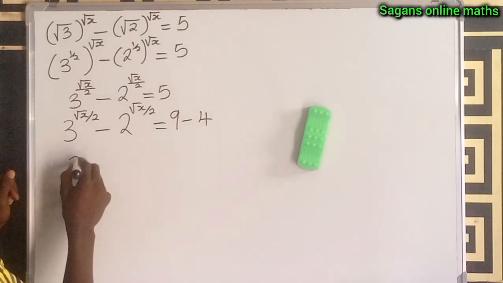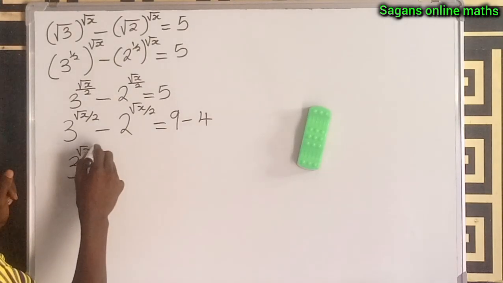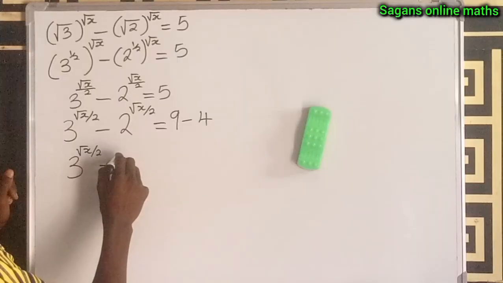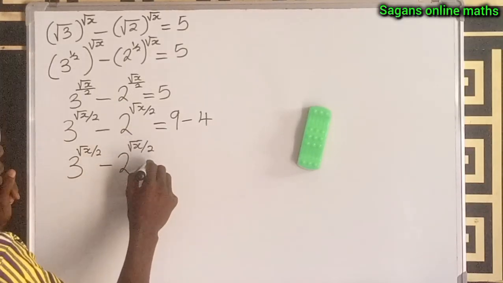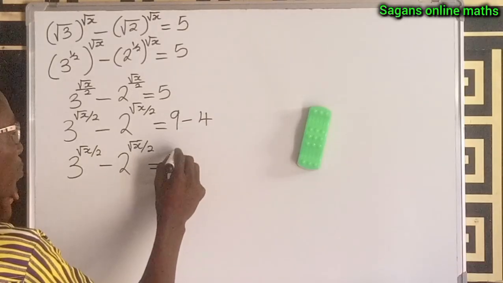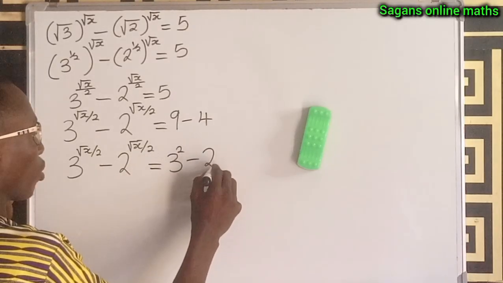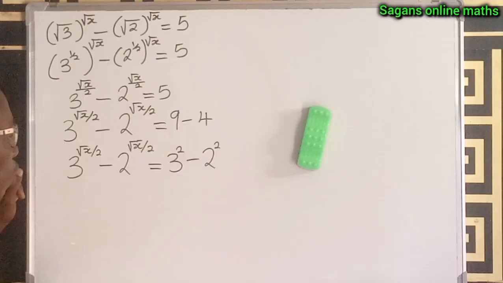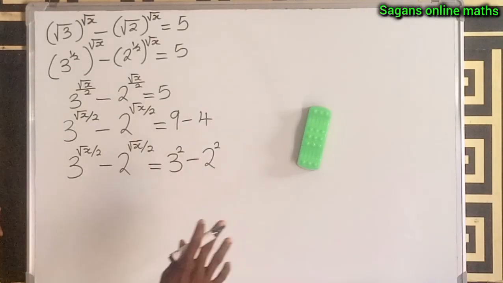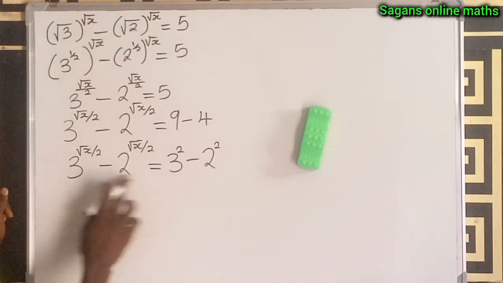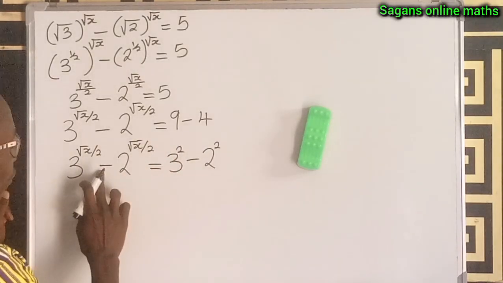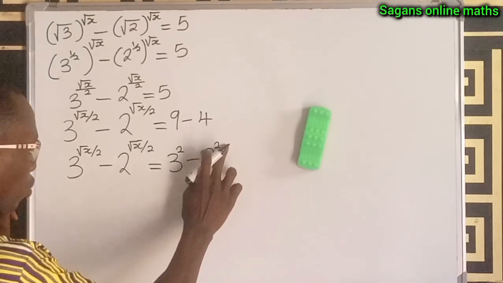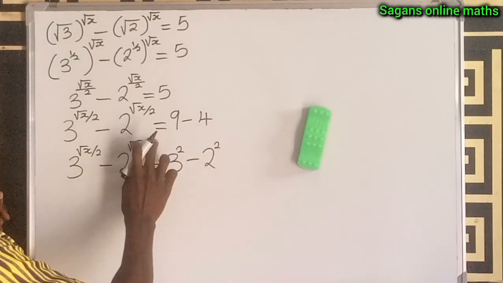So this is 3 to the power of √x divided by 2, minus 2 to the power of √x divided by 2, equals 3 to the power of 2, which represents 9, minus 2 to the power of 2, which represents 4. Wow, this is amazing, right? Now let's compare our left hand side with our right hand side. The base here is 3, and the base here is 3. The power here is √x divided by 2, and the power here is 2. We have minus 2 to the power of √x divided by 2, and minus 2 to the power of 2.